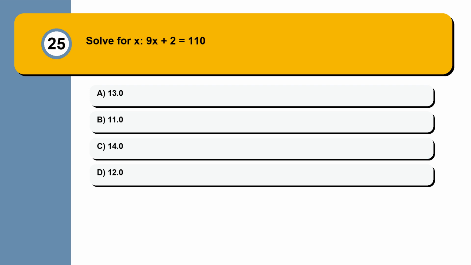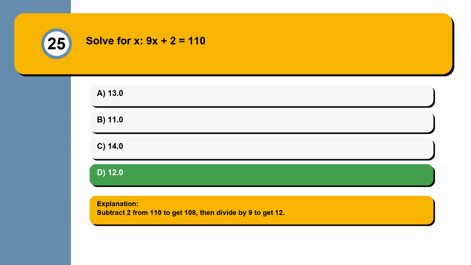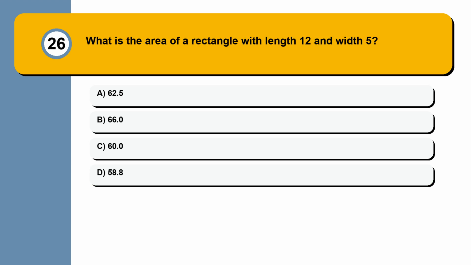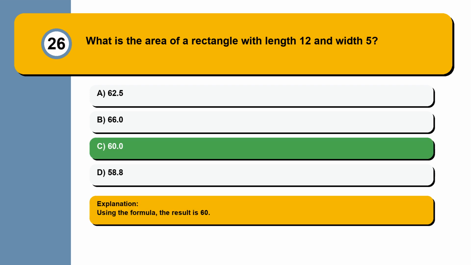Question 25. Solve for x: 9x plus 2 equals 110. 13.0, 11.0, 14.0, 12.0. Subtract 2 from 110 to get 108, then divide by 9 to get 12. Question 26. What is the area of a rectangle with length 12 and width 5? 62.5, 66.0, 60.0, 58.8. Using the formula, the result is 60.